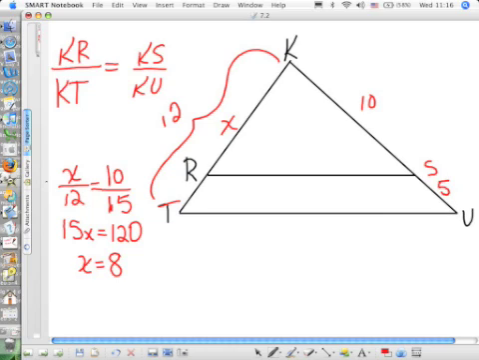Yeah, see, they told you to put KR as X and then RT is 12 minus X. Yeah, but you don't have to do that. Yeah, I find it much easier. It's much easier to do this. All right. So if this is 8 and the whole thing was 12, what's RT? 4. There you go. Yes.